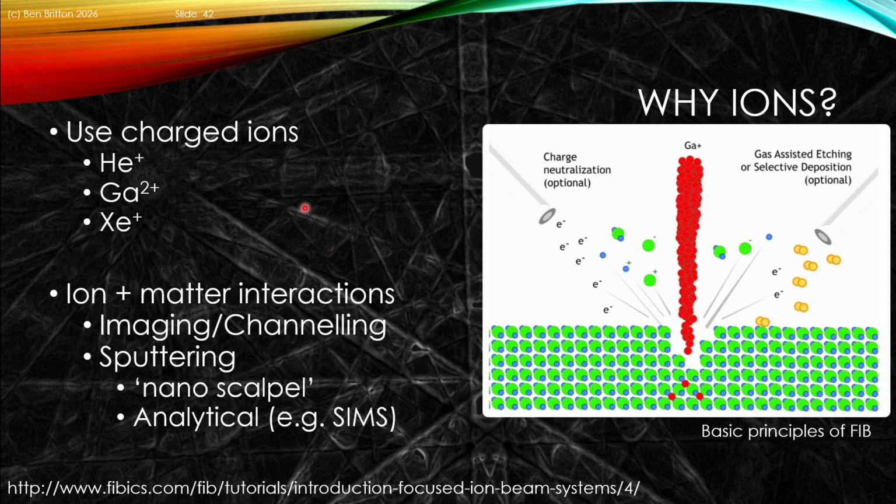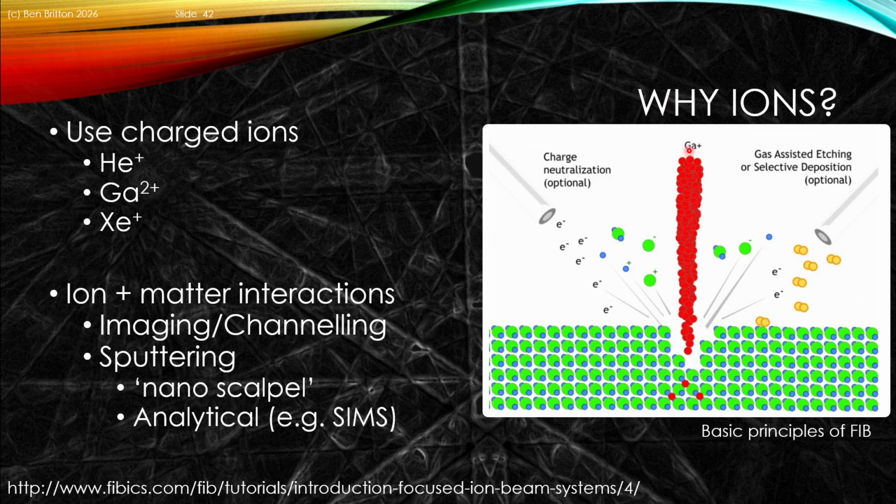So, if we recall, we are going to use a FIB to effectively have a focused probe of ions that enable us to interact with the surface of a material, and that interaction can result in the formation of secondary electrons. We can also produce ions, so positive and negative ions. We can also release neutrals, and these could be single atoms, or they could be clusters.